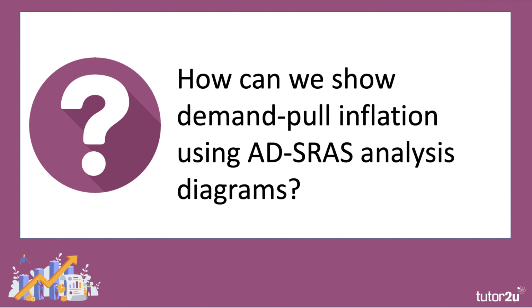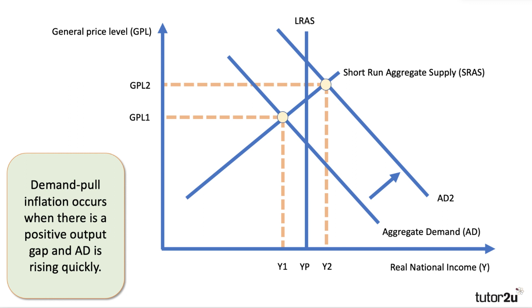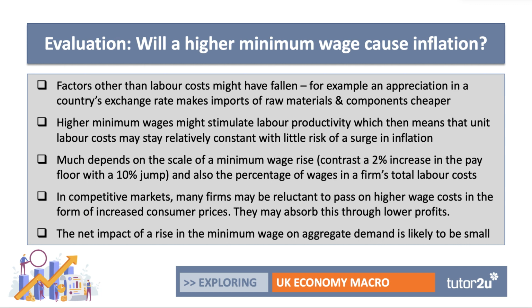And how can we show demand pull inflation using the same analysis? So here's our initial situation again. Demand pull inflation occurs when there is a positive output gap, GDP is above potential, and where aggregate demand is rising quickly, as we see here. A big increase in AD to AD2 can drive aggregate demand and output to a level of Y2, which is above the potential output level, and increase the general price level. So in theory, a minimum wage, either through cost push or demand pull factors, can lead to an increase in inflation. However, in practice, this may not be the case.